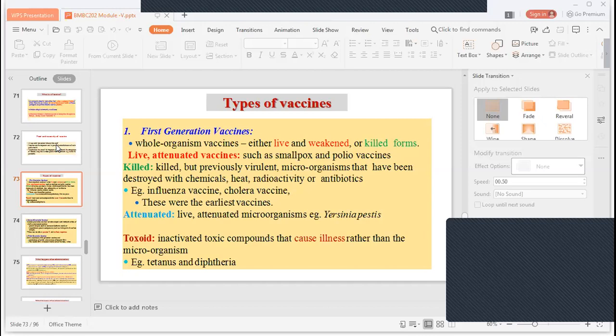Then in first generation vaccines, the development was on attenuated vaccine. Attenuated vaccine means we are modifying the microorganism and changing its effect. What sort of effect? We are reducing the virulence, the force of the bacteria or the virus.